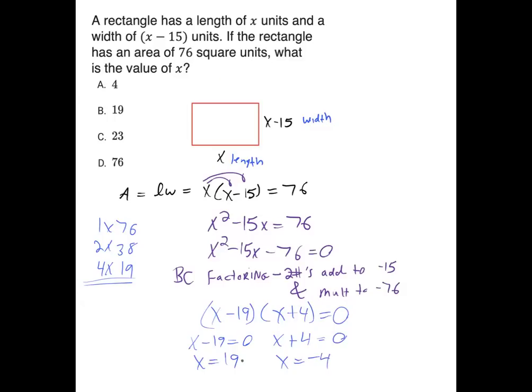So what's the value of x? Because we're talking about geometry and lengths here, you're not going to have a negative length. So we can easily get rid of that. And x is 19. Now we labeled for a reason because if they asked us for the width by any chance, we would know to not put 19. But they were just straight up asking us for x. And so our answer here is B.